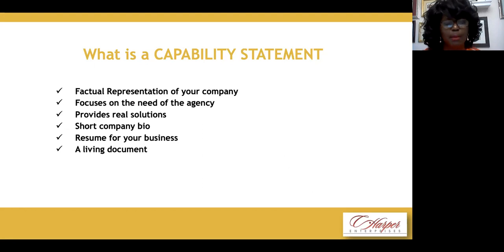And I want to make a point here. When I say a living document, as your company grows, your NAICS codes change, they grow. You reach different agencies and program managers and procurement directors. You develop different relationships. At that point, it's important that you go back in and update your capability statement so that it's always ready to go.